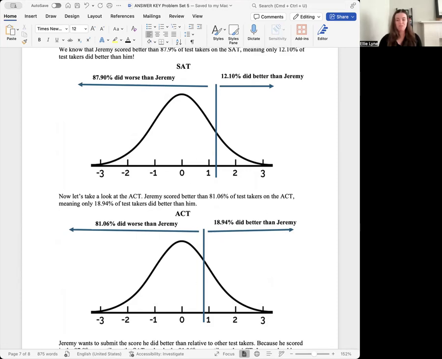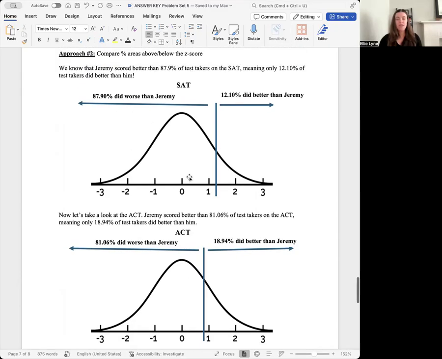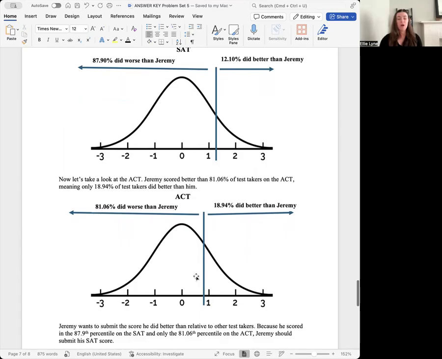And in this case, it's pretty easy for us to tell. We want the one that he did better on. And for Jeremy, only 12.1% of test takers did better than him on the SAT, where almost 20% did better than him on the ACT.